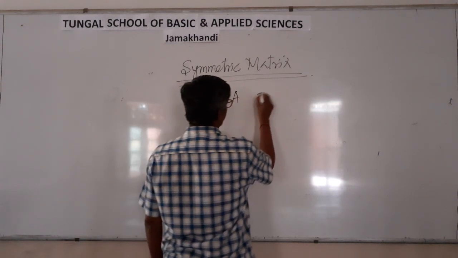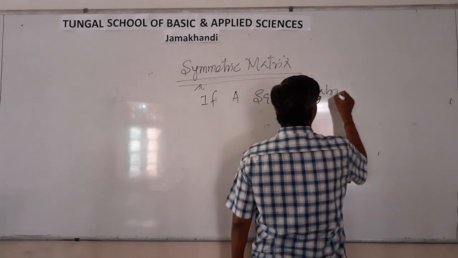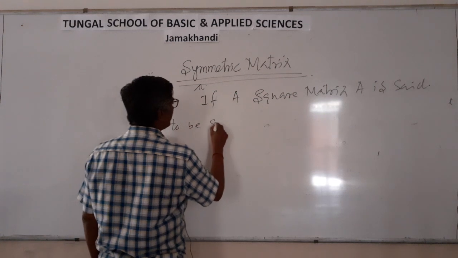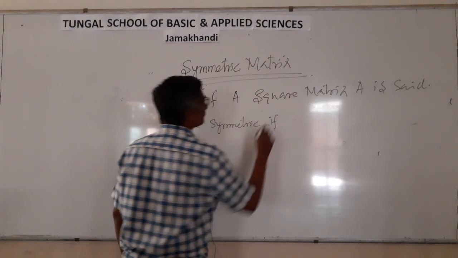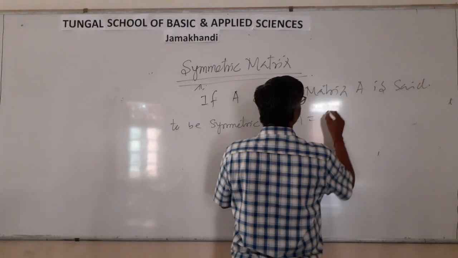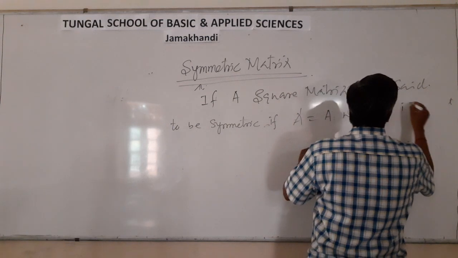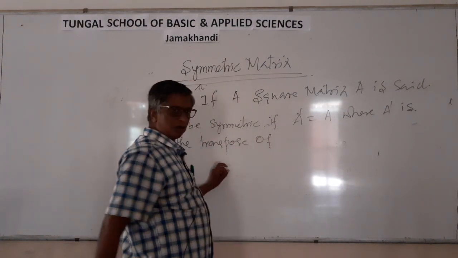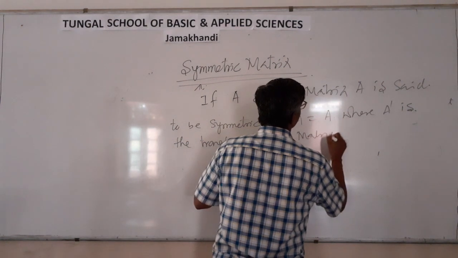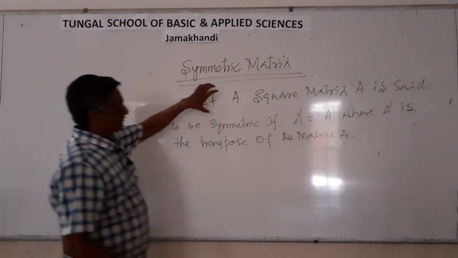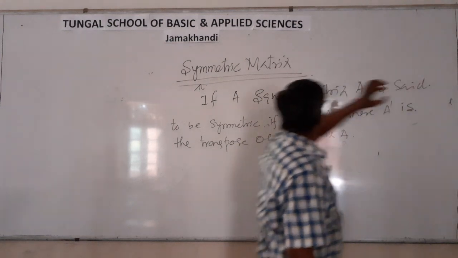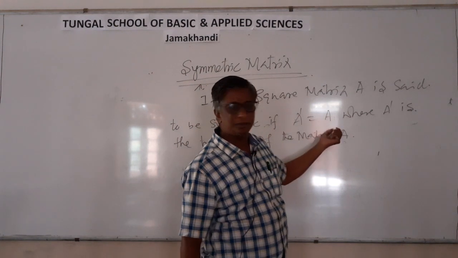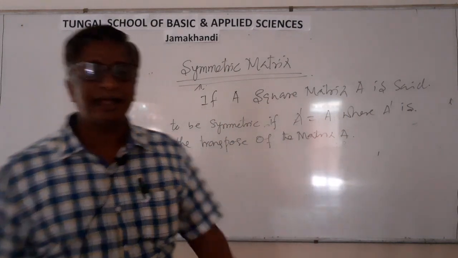If a square matrix A is said to be symmetric if A dash equal to A, where A dash is the transpose of the matrix A. If A is a square matrix, A is said to be symmetric if A dash must be equal to A, where A dash is nothing but the transpose of the given matrix.